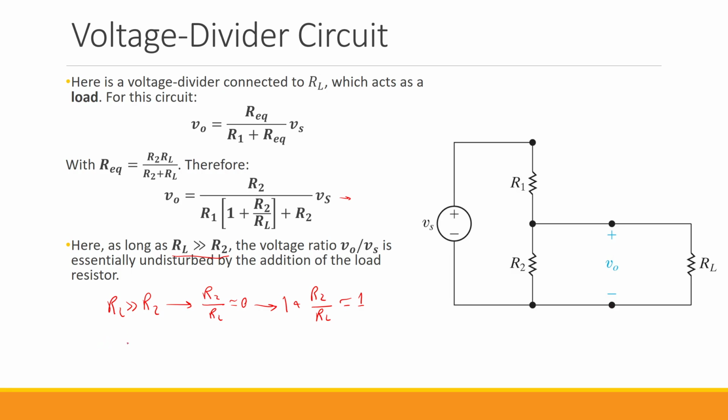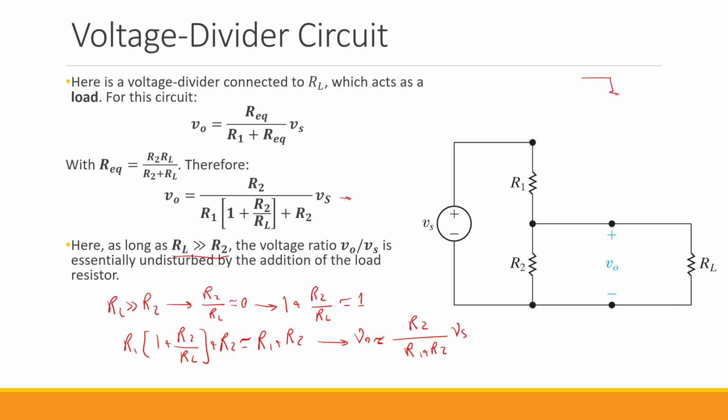So if that happens, R1 multiplied by 1 plus R2 over RL plus R2, that is approximately equal to R1 plus R2, which makes VO approximately R2 over R1 plus R2 multiplied by Vs.